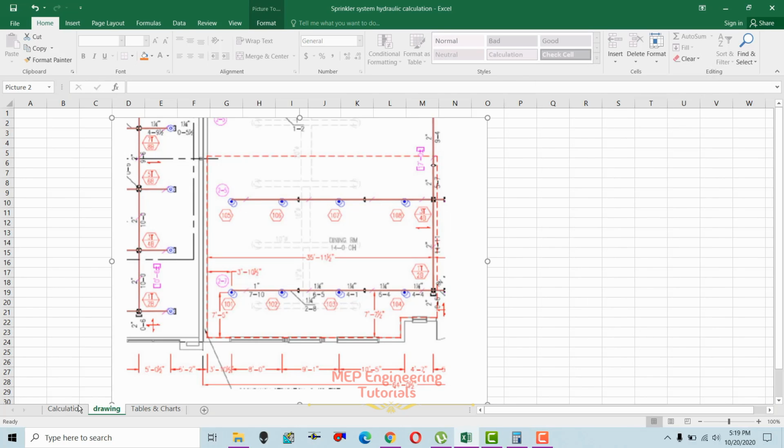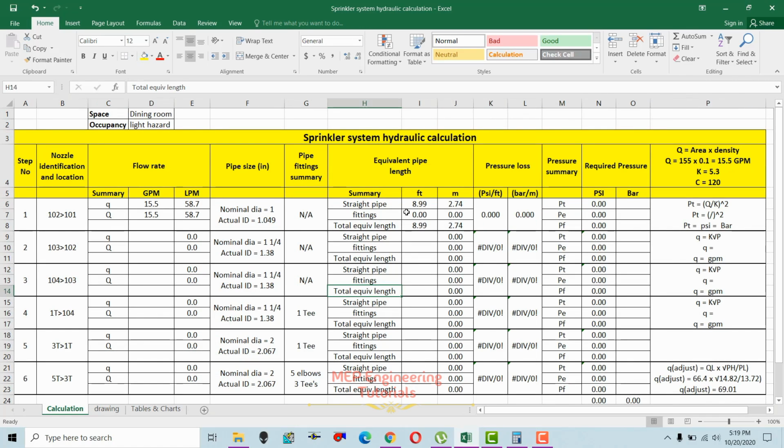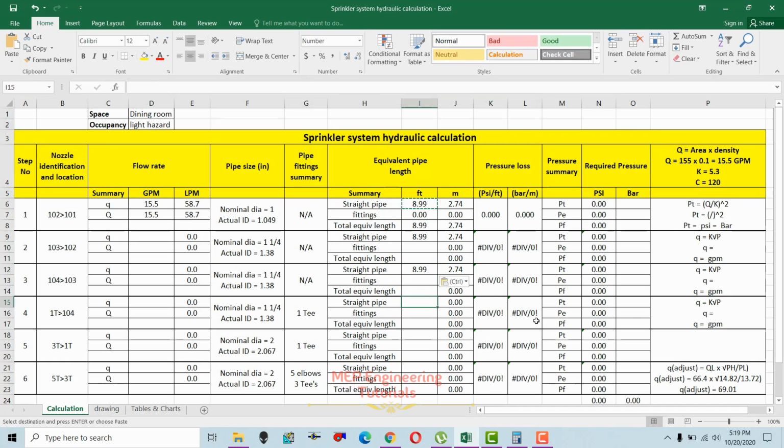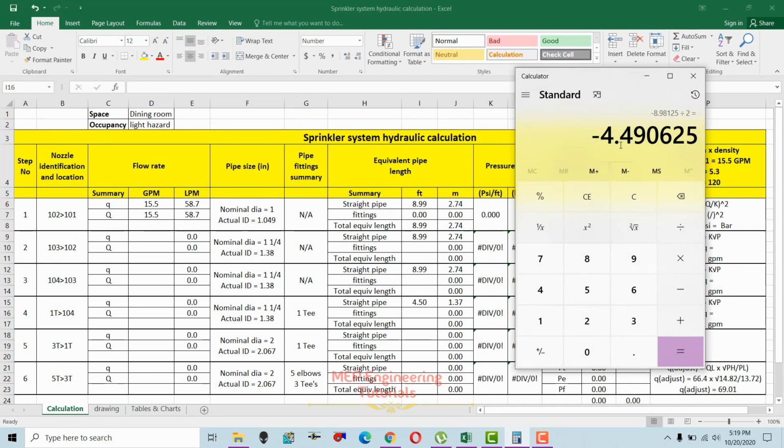So we can write directly the distance between the sprinklers. This is 103 to 102, 8.98 straight pipe. This is again 8.98. Then 1T to 104, that is 4.5 feet. This is just calculated here, 4.5.